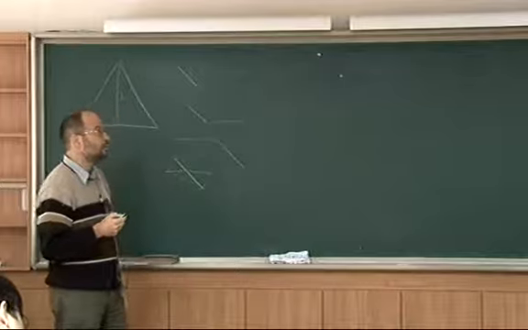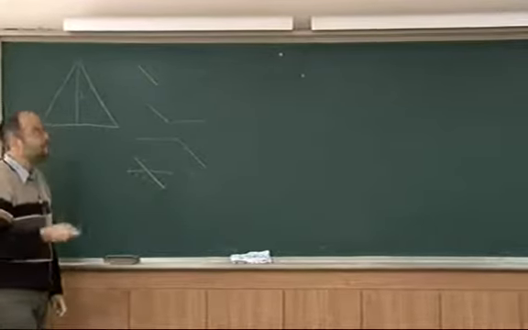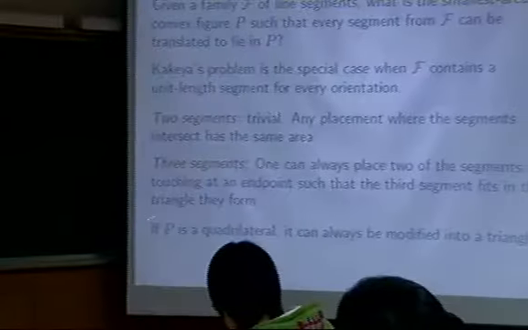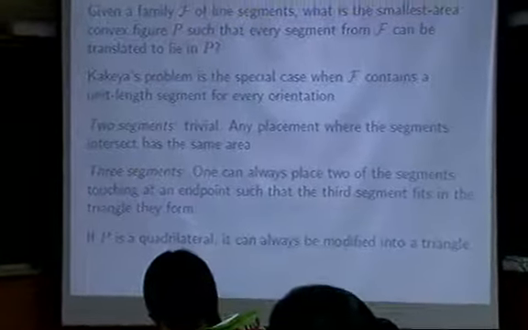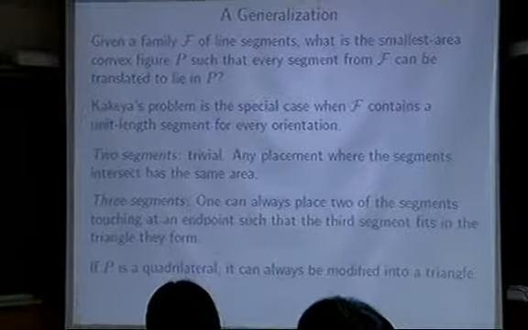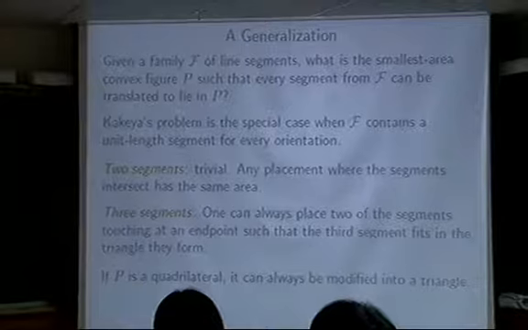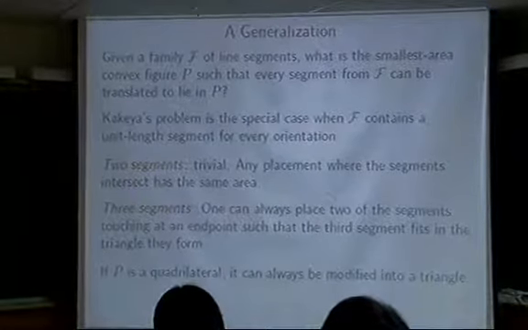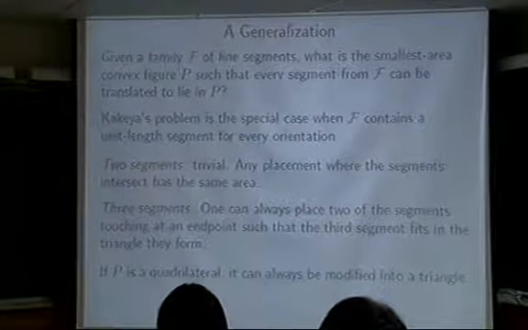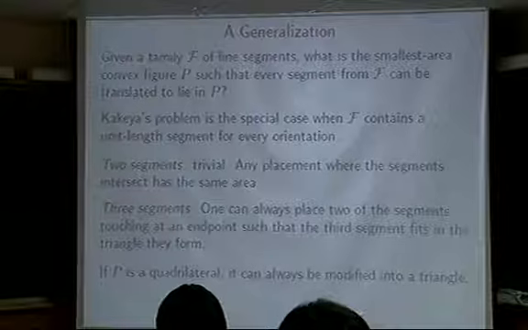So trying something more complicated, if I come up with a set of line segments and a quadrilateral that contains them all, then you can always move one vertex of this quadrilateral and make it into a triangle without increasing the area, and so that you can still fit all the segments. So then again you can get a triangle.